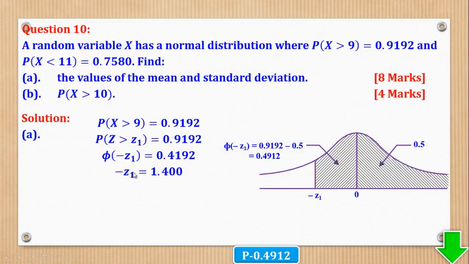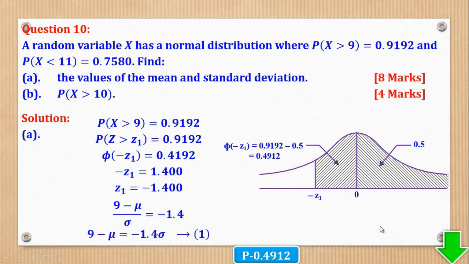That's where this one is coming from. But there's a negative, so making z1 the subject gives you negative 1.4. Okay, so when I standardize, I'll say that (9 minus mean) over standard deviation is equal to negative 1.4, and I'll get an equation. That equation will help us. We need to get two equations and solve them simultaneously.